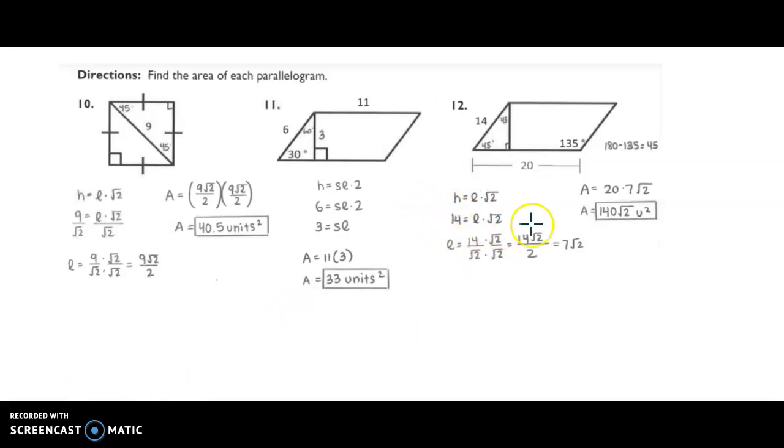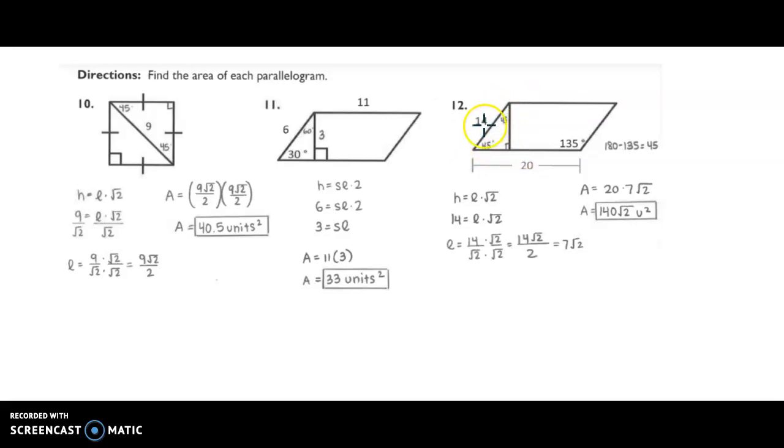So let me go over number 12 real quick. Number 12, you notice, how do you know if this is 45 degrees here? You learned a couple sections ago the properties of a parallelogram. This is 135, then consecutive angles must be supplementary. So if this is 135, then this angle here is 45 degrees. And so therefore, if this is a 90-degree angle, then this is a 45-45-90.